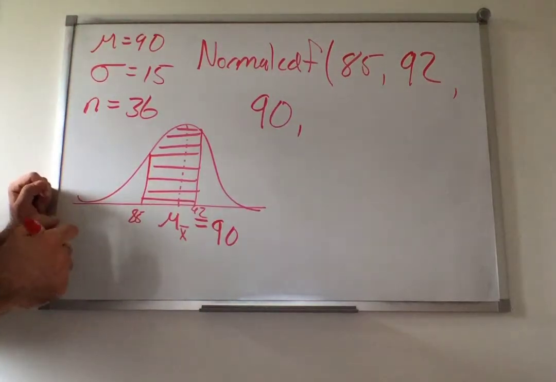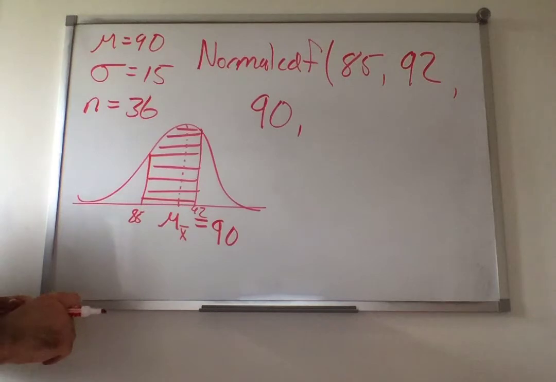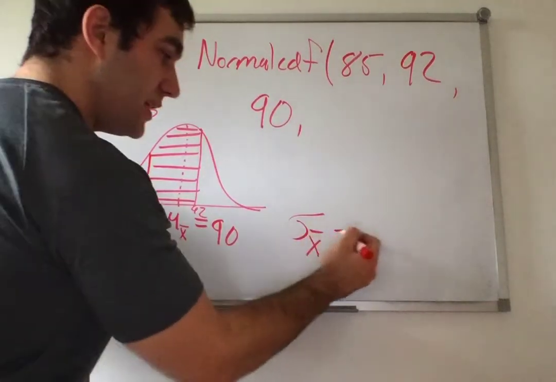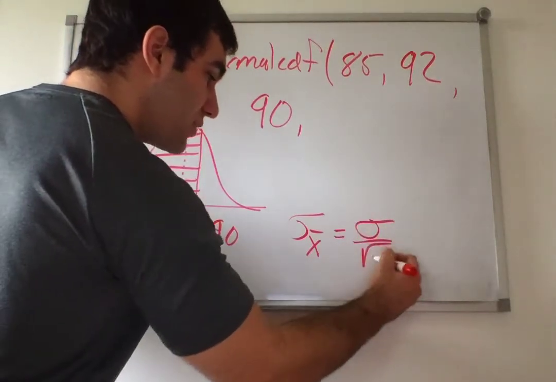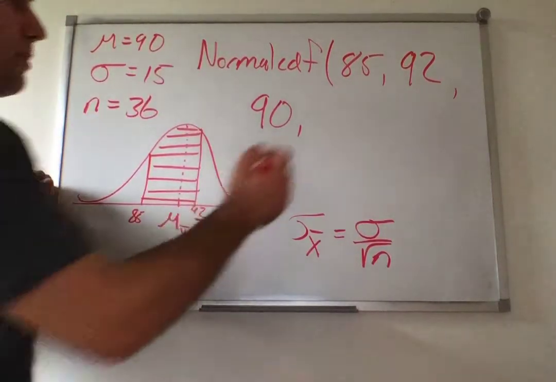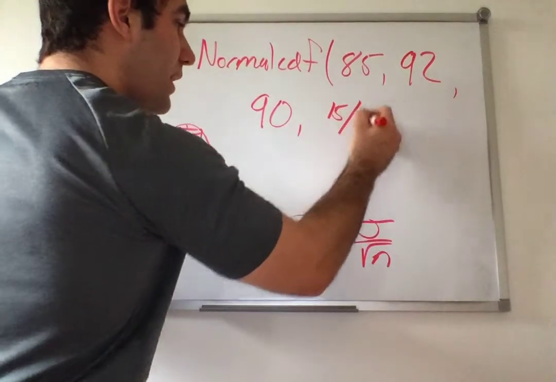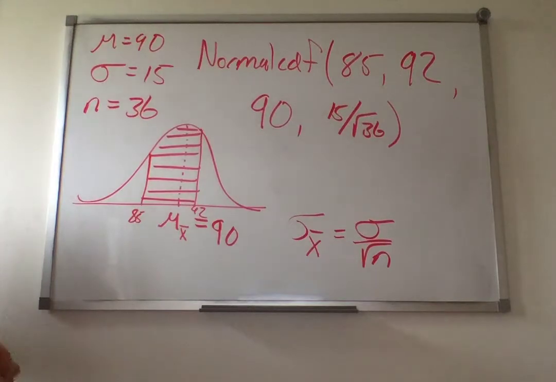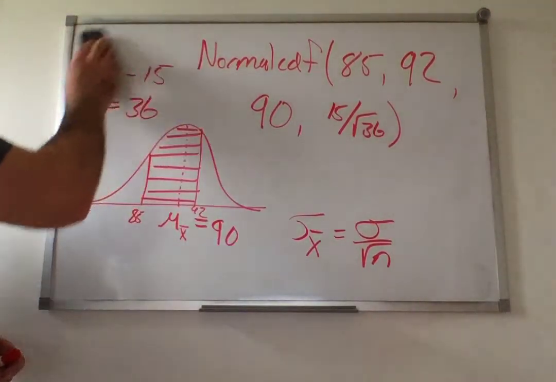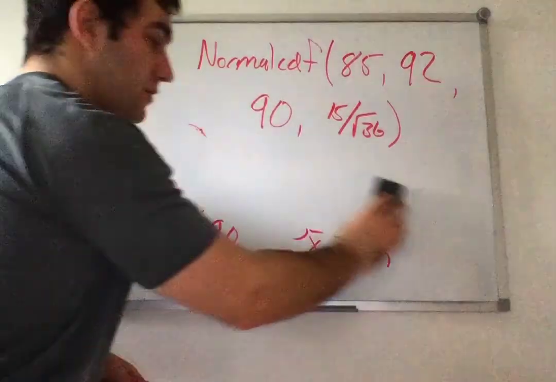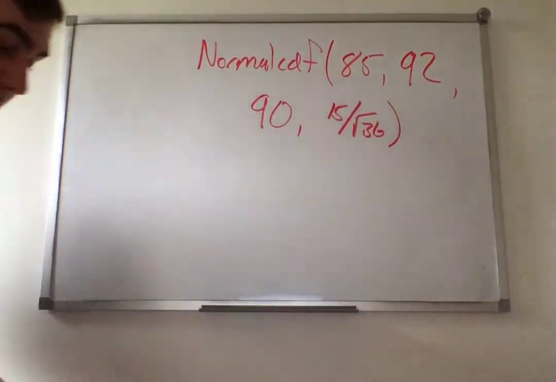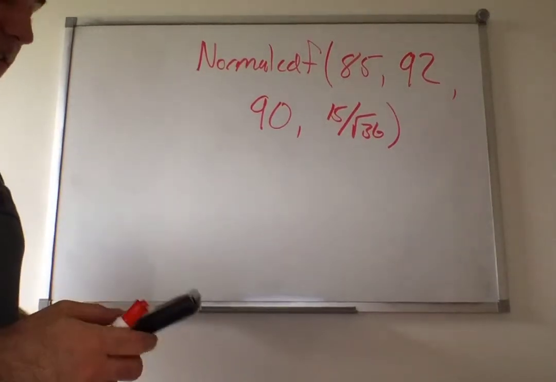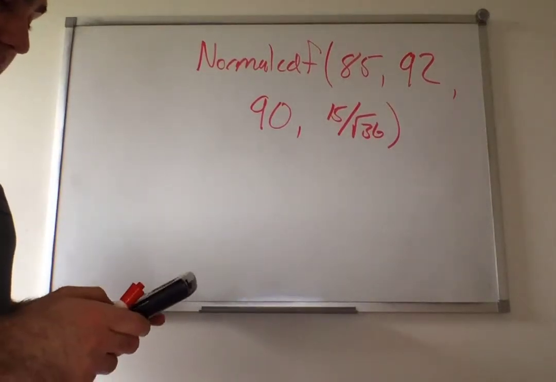Now, since we're using the central limit theorem, the standard deviation for our sampling distribution is equal to sigma divided by the square root of n. So I'm going to put 15 divided by square root of 36 right there. And this is what I'm going to enter on the calculator. Like I said, it's very much like Chapter 6. The only thing is you have to change your standard deviation right here. You have to divide it by the square root of your sample size.